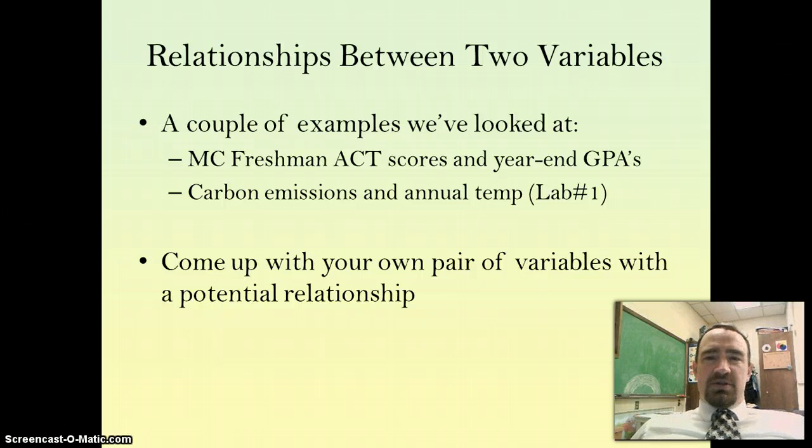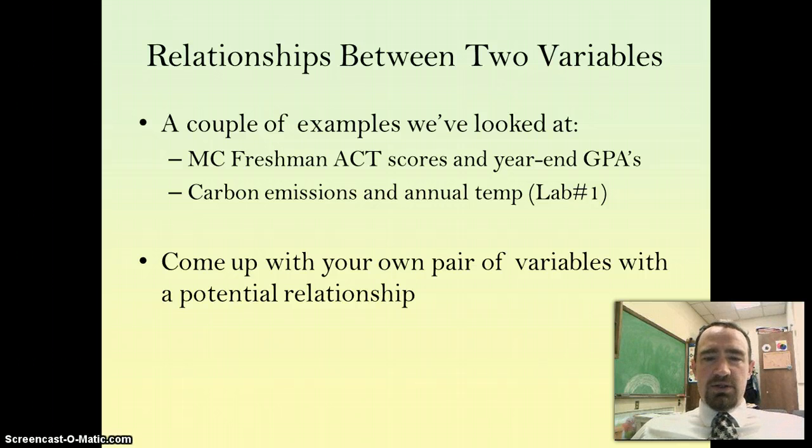What kinds of relationships can we have between two variables? Here's a couple of examples we've already looked at so far this year. For example, at the very beginning of the year, we looked at Maryville College freshman ACT scores, and we also looked a little bit at the end of the year GPAs and how things turned out at the end of their freshman year. And we talked a little bit that very first day about how might we try to understand the relationship between those two things.